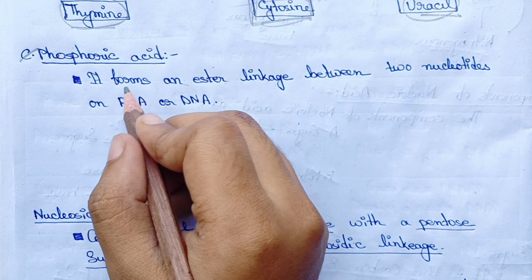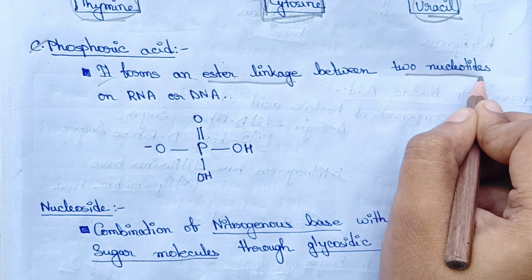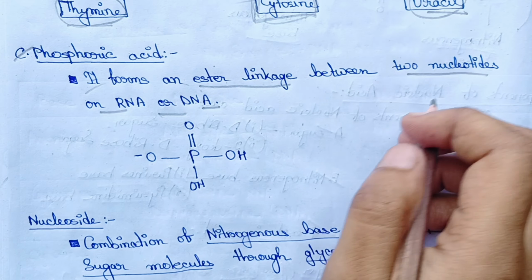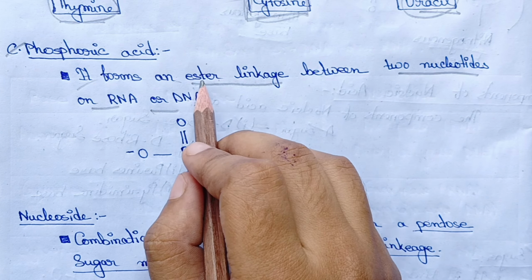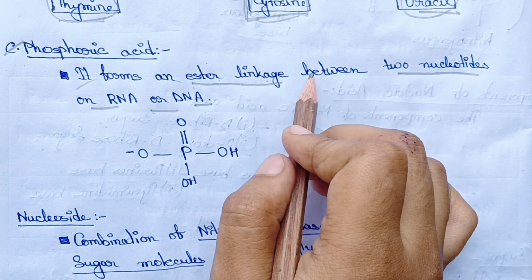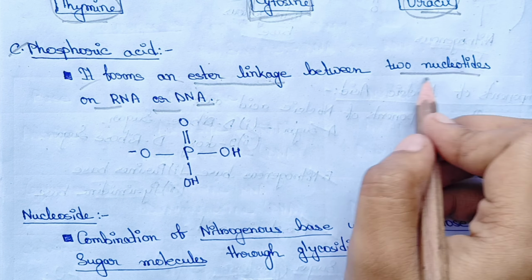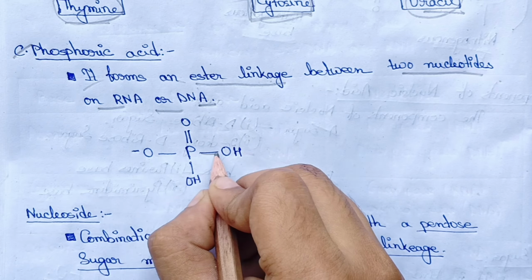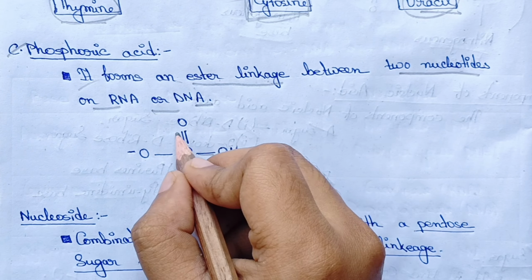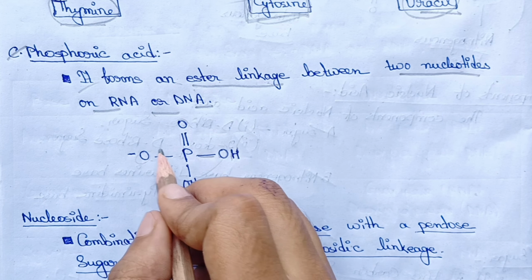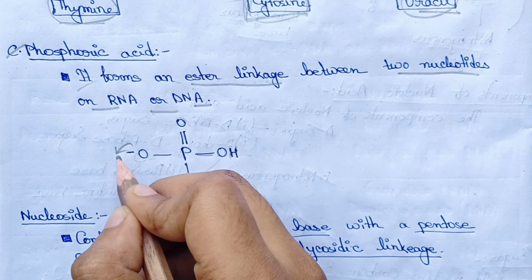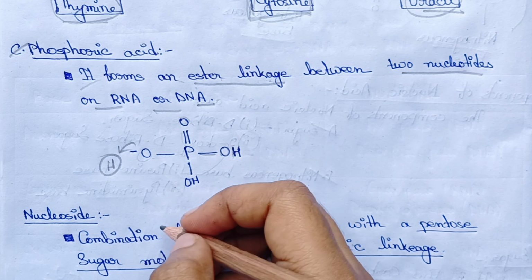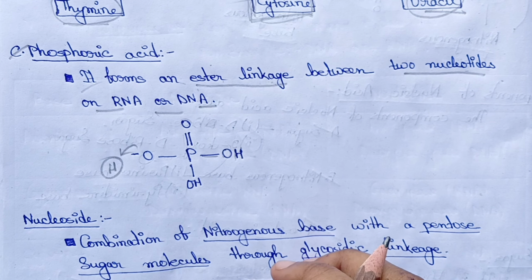Phosphoric acid. It forms an ester linkage between two nucleotides in RNA and DNA. I will discuss afterwards how the ester linkage can bond two nucleotides in RNA and DNA. So this is the structure of phosphoric acid, where OH groups are present and a double-bonded O. There is the O which can easily bind with H, and there are two OH groups.